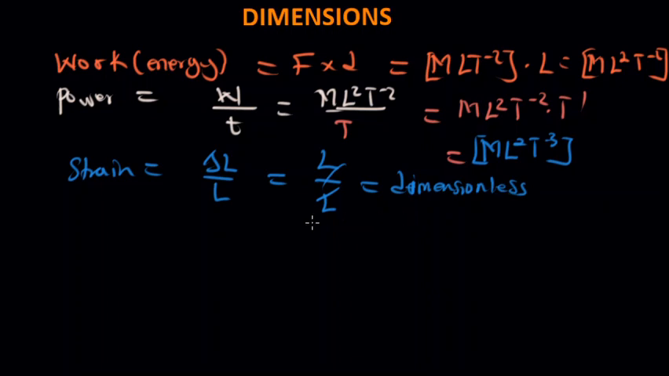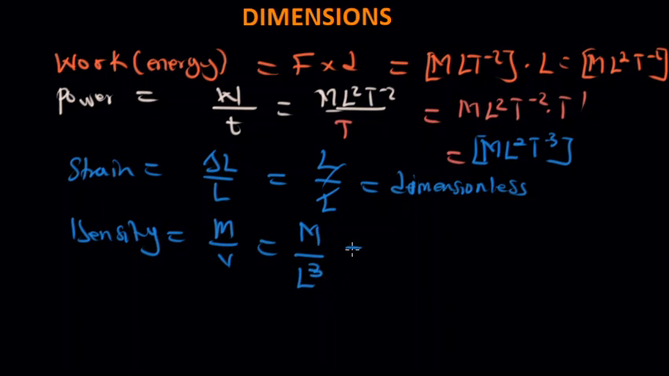Then we have density. Density has a formula of mass over volume. We know that of mass to be M, volume to be L to the power 3. So when you bring everything up, we'll have ML^-3. You put it in your square bracket and you are good to go.